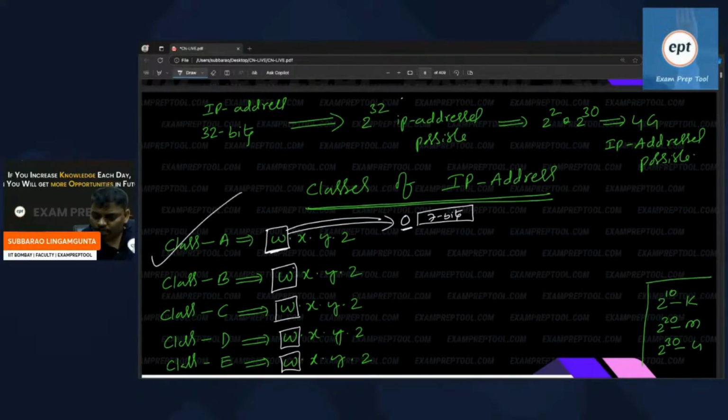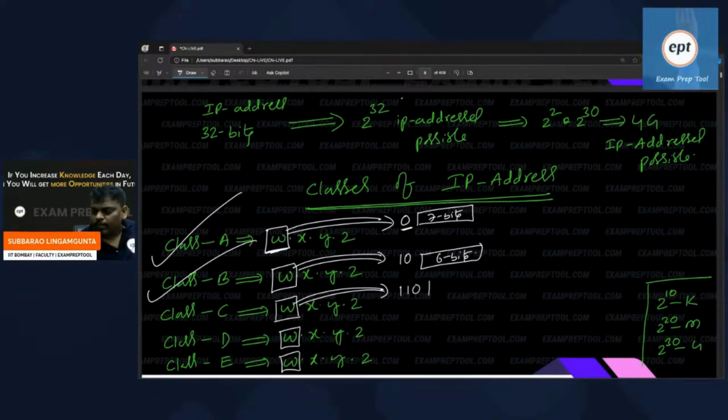In the first octet, 8 bits, the first 2 bits are 1, 0, and the remaining 6 bits can be anything. That is class B. In class C, the first octet has 8 bits, and the first 3 bits are 1, 1, 0. The remaining 5 bits can be anything.